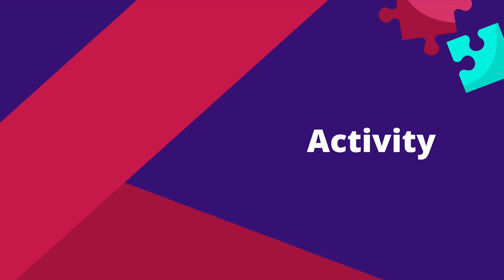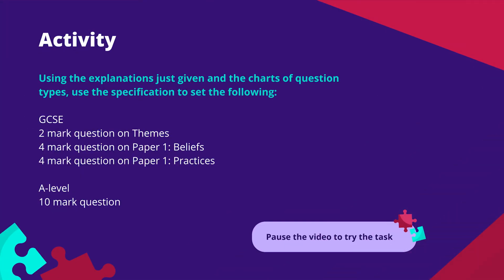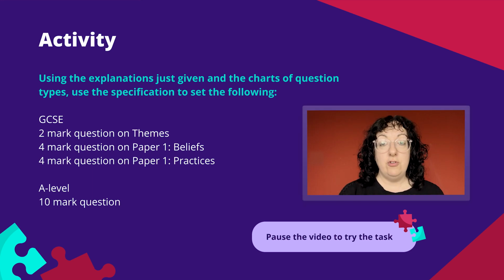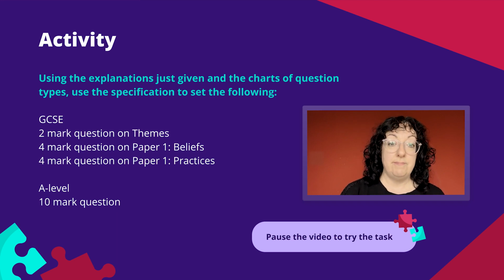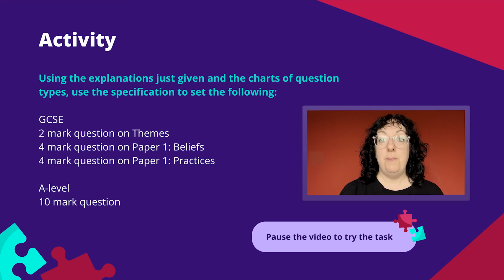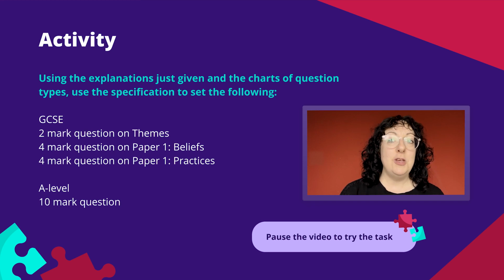Right, I've got an activity for you now to put what I've just been through into practice. Using the assessment objectives and the tables that I've just shown you, alongside your spec content, I'd like you to write some quick questions on the following sections. So for GCSE, have a go at a 2-mark question on themes, a 4-mark question on paper 1 beliefs, and then a 4-mark question on paper 1 practices. Make sure you check which assessment objectives they need to relate to. And then for A-level, a 10-mark question.